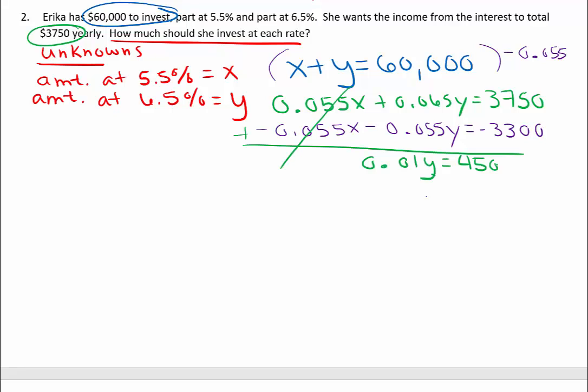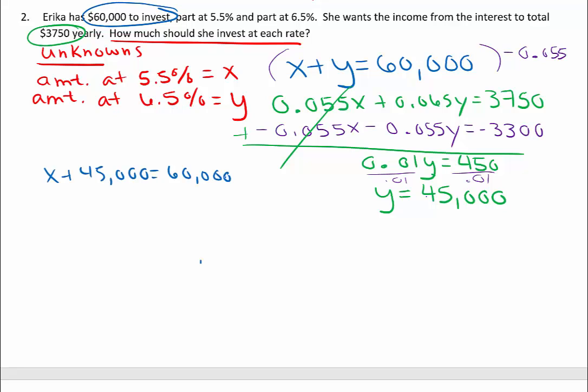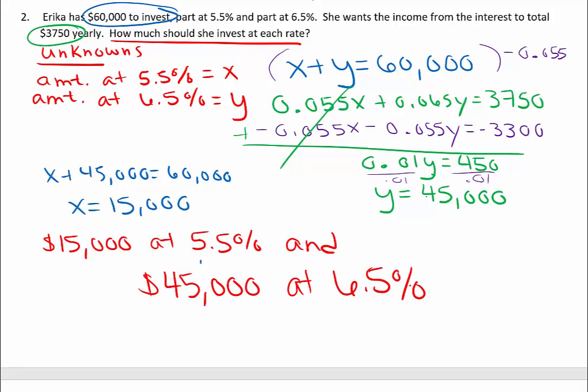Add the equations together, the x's are eliminated, and you're left with 0.01y equals 450. If we divide by 0.01, that gives us y is 45,000. To solve for x, I'm going to plug the 45,000 into the first equation. If we subtract the 45,000, we get x equals 15,000. So $15,000 was invested at 5.5%, 45,000 at 6.5%.